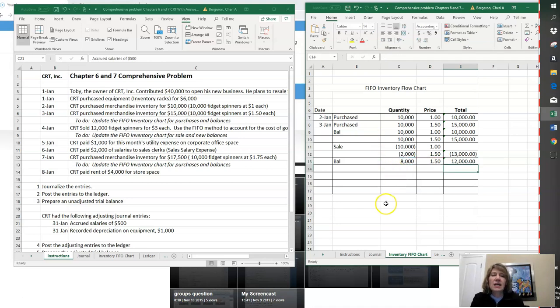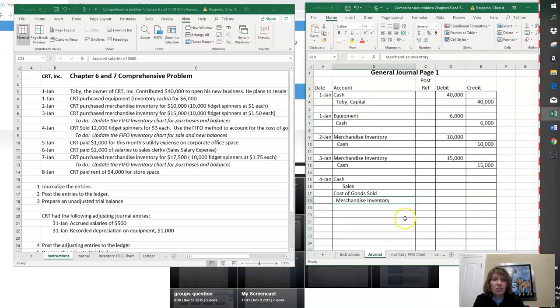All right, so what does this mean as far as my journal entry? Well, your inventory flow chart is telling you the cost of the goods that you sold. So this $13,000 is telling me the cost of the goods that I sold. So it's going to be this number. All right, so how do I tell my cash and sales? Well, that's my sales price, and it told me that I sold them for $3 each. So 12,000 times 3 is $36,000. That's my sales price. So I sold to my customers $36,000 worth of fidget spinners, and I paid $13,000. The difference is my gross margin, otherwise known as my gross profit.